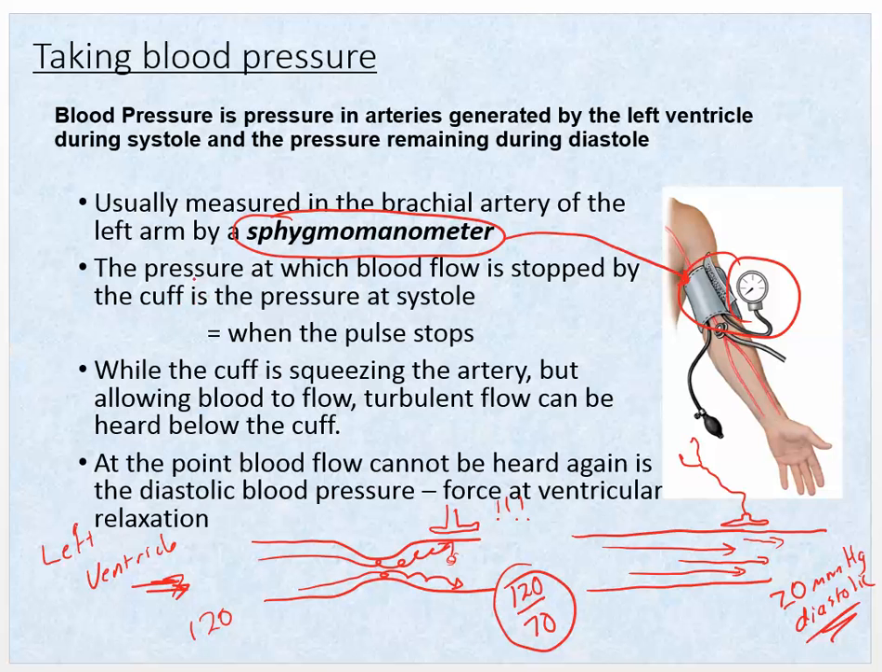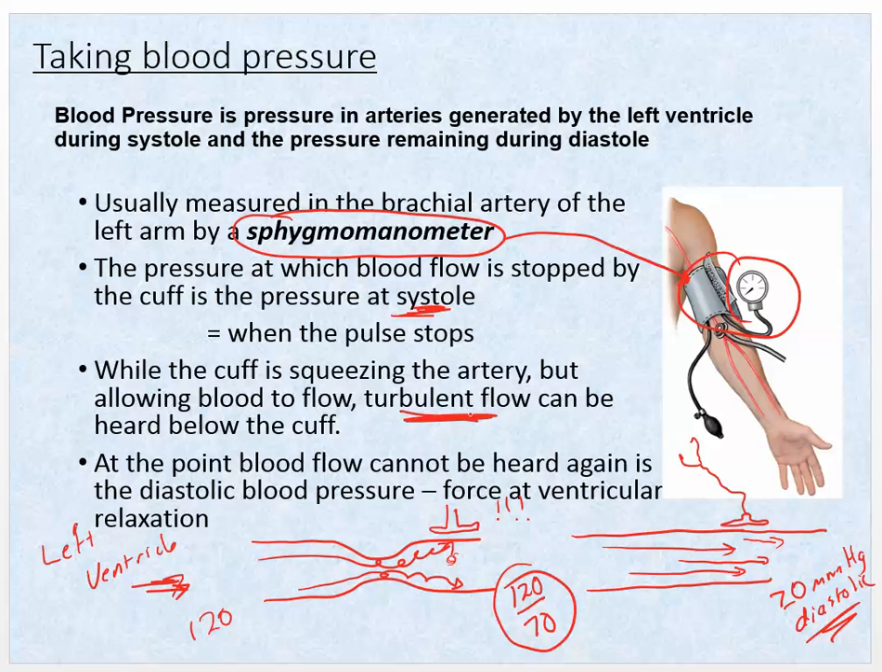Okay, so that's how we're going to record that blood pressure. If we read this, hopefully this makes sense given what we just went through. The blood pressure at which blood flow is stopped by the cuff is the pressure at systole. So that's the first thing we did, and that's when the pulse stops. What you normally do is pump it past that and then start to relieve it. When you first start hearing the ventricle able to push the blood through, you say, okay, that's our systole.